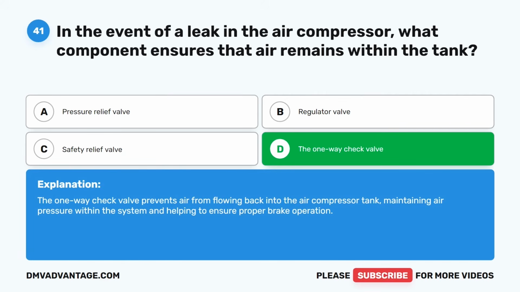The one-way check valve prevents air from flowing back into the air compressor tank, maintaining air pressure within the system and helping to ensure proper brake operation.